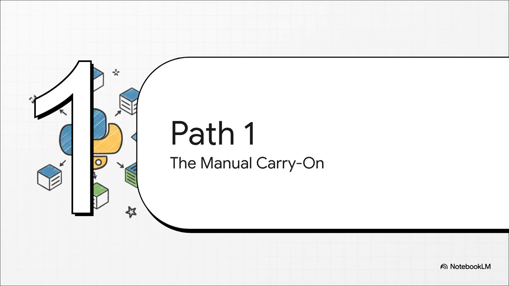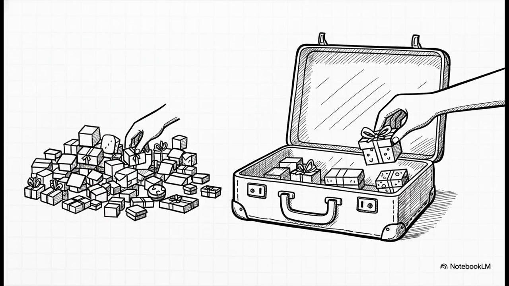Let's dig into that first path, which we're going to call the manual carry-on. This is your fast, direct, get-it-done approach. It's really perfect for those smaller, one-off projects where building a whole big infrastructure would be total overkill. The best way to think about this is you're packing a suitcase. You're going on a weekend trip.